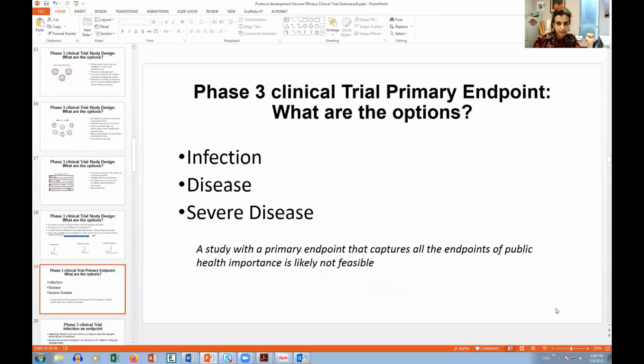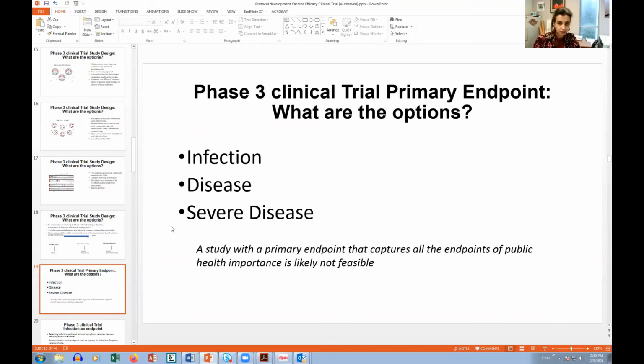So IRCT, so that's the design that would generate the data needed in the most efficient and scientifically sound option. But what are we trying to prevent? A study that prevents all the endpoints that are of public health importance is likely just not feasible.